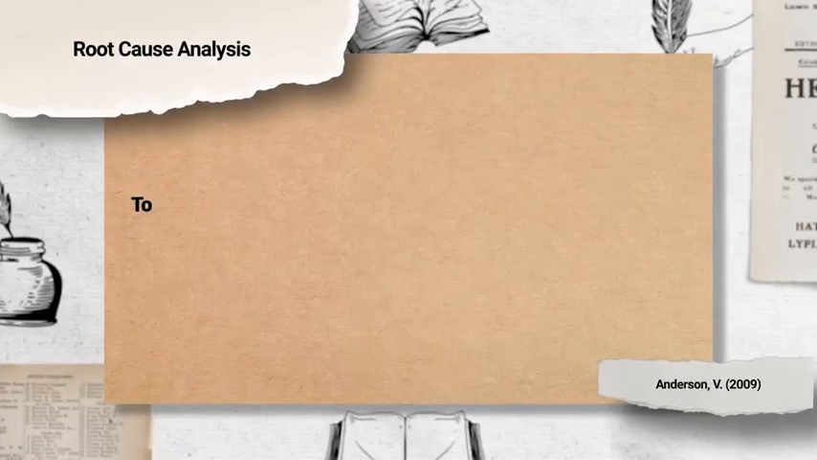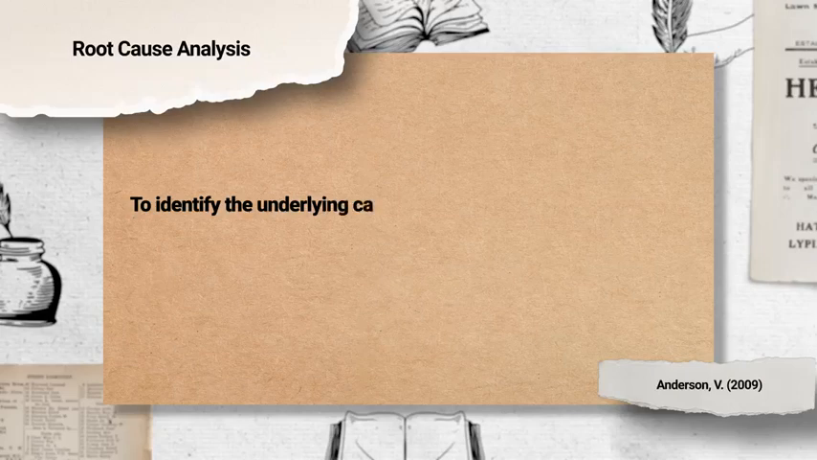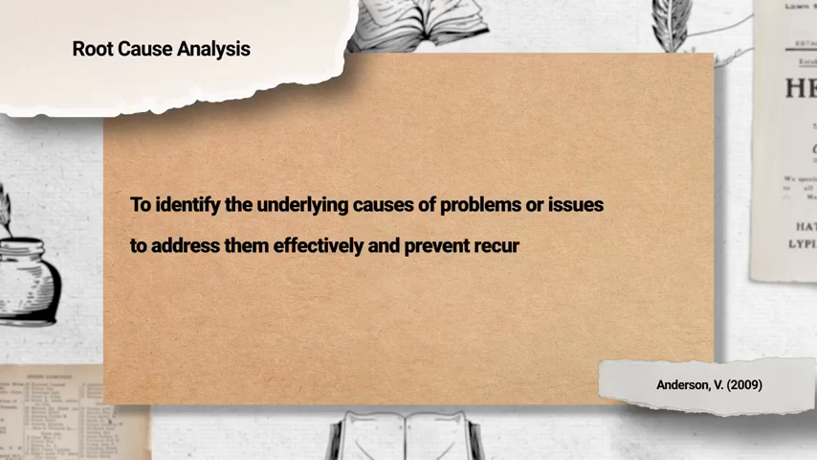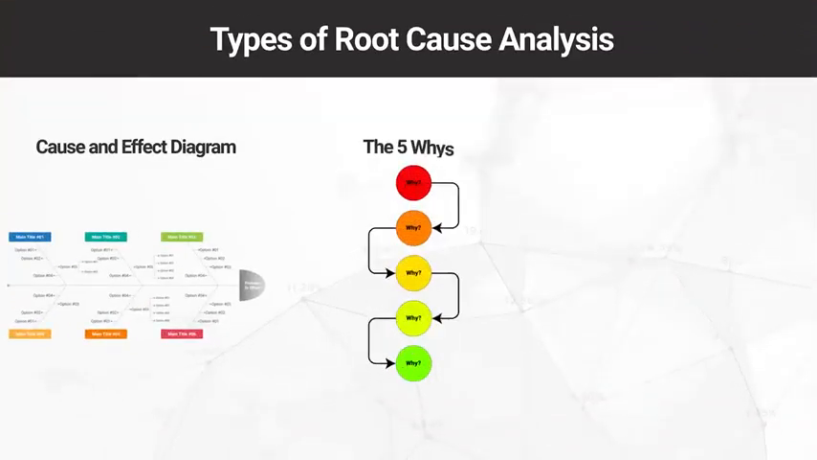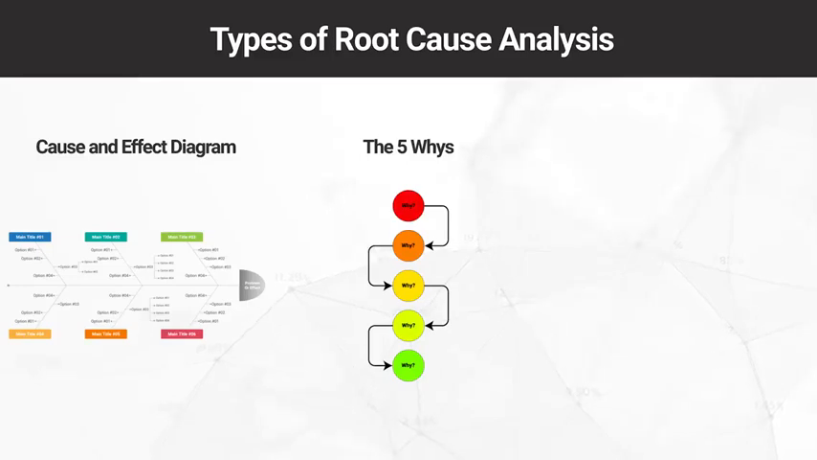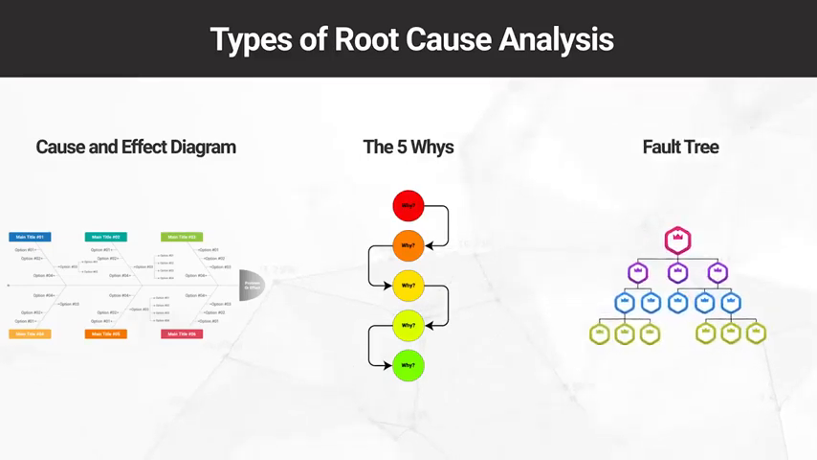So the root cause analysis is a method of analysis that is designed to identify the underlying causes of a problem or an issue, to address them effectively and prevent recurrence. Now, there are many techniques developed over time for you to perform root cause analysis that fits your organization's needs, such as the cause and effect diagram, the 5 whys technique, and the fault tree analysis. Now let's discuss some of those methods and how we can use them in our L&D space.